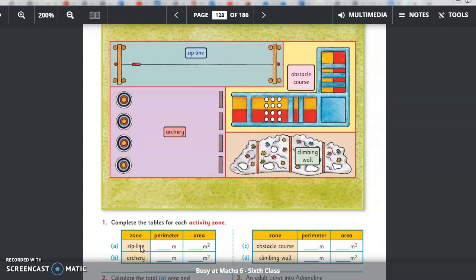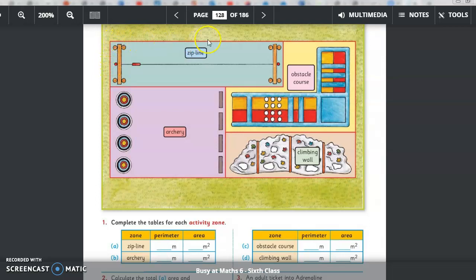I'll do 1A for you. So complete the tables for each activity zone. Let's look at the zip line. Well, you know the perimeter is the outside, as if you walked all the way around. So the perimeter, first of all, you take the length from here to here. I'll give you the answer. It's 3 centimetres. In real life, that would be 3 metres.